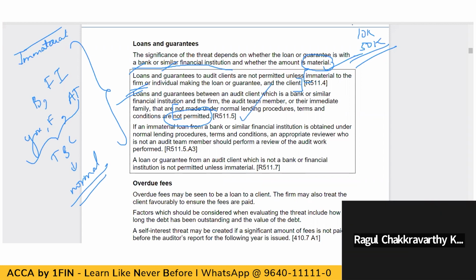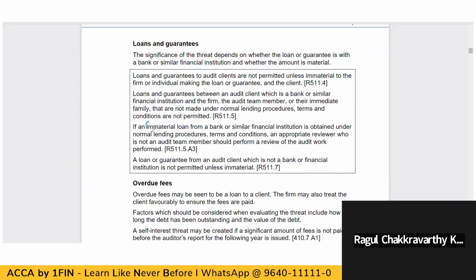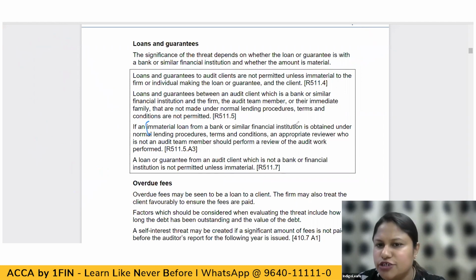Got it? Understood. Yes. If an immaterial loan from a bank or similar financial institution is obtained under normal lending procedures, see, first of all, immaterial, and it is normal, then in that case, obviously you can accept it as it is. An appropriate reviewer who is not part of the audit team should perform the review of the audit work performed. Every safeguard will give you this point. You have to appoint a reviewer who is not going to be a part of the audit team. Okay, should not be a part of the team. It should be some external person altogether.